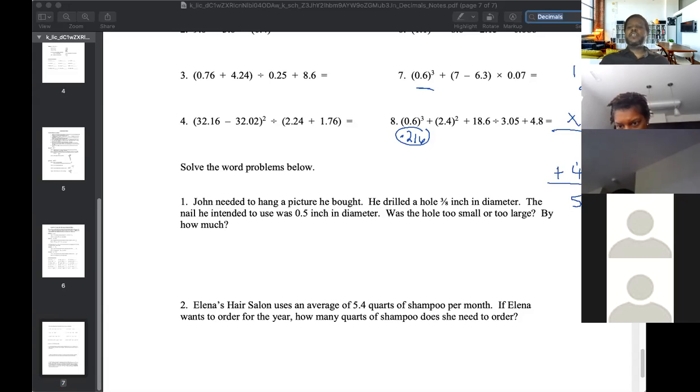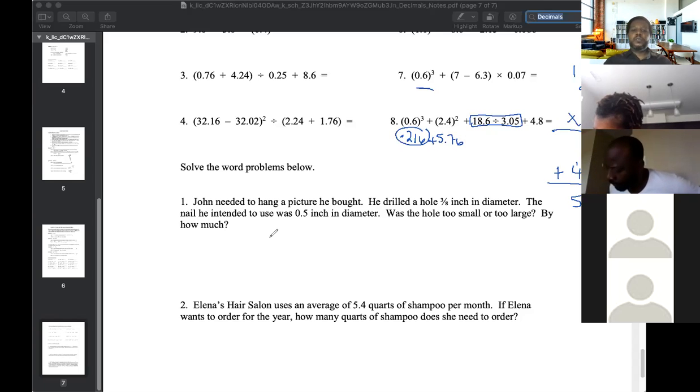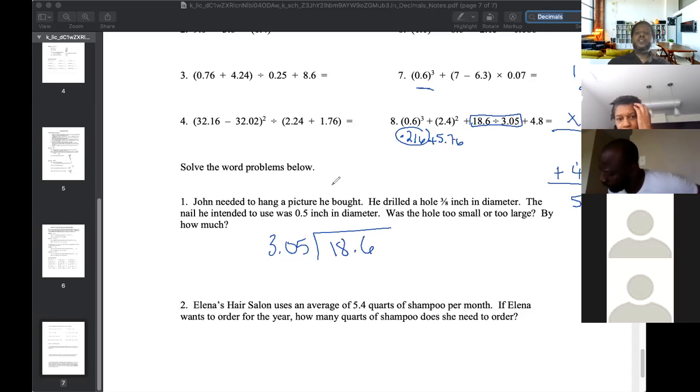I get 576, but I have 2 decimal places, 1, 2. So I have to go over by 2. 5.76. Very good. And so this one is 5.76. Okay, all right, so we did those. So next we have to go into the middle and do this division problem. We have to divide 18.6 by 3.05. So I'm going to do 3.05 on the outside and 18.6 on the inside.